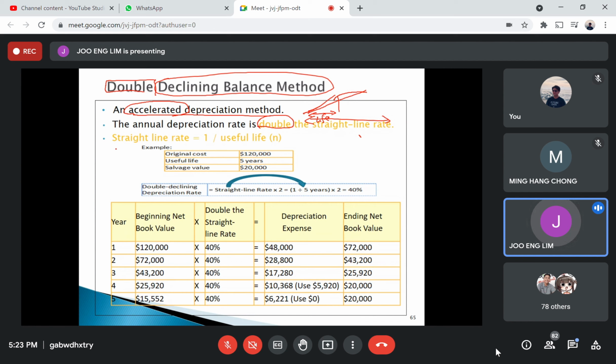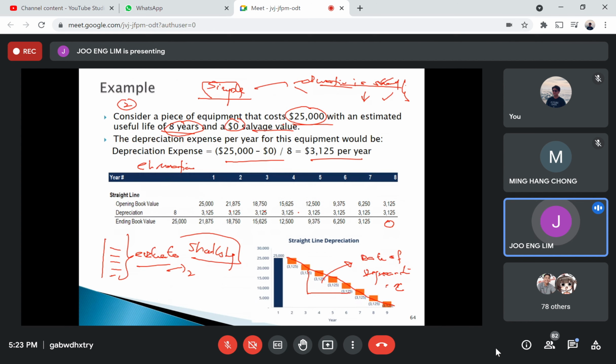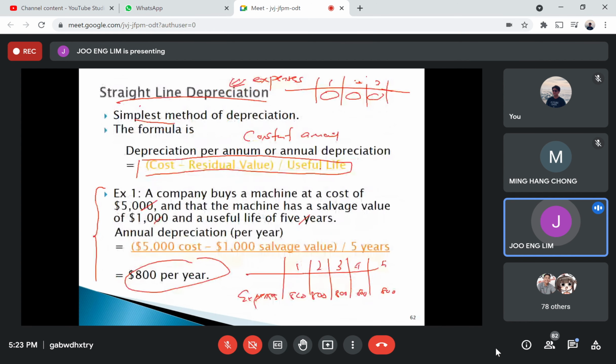So you go back to the straight line rate. What is the straight line rate? Basically the straight line rate is 1 over n. That is your rate. Then you multiply by what we call your depreciation base. If it is 5 years, what is your rate of depreciation? 1 over 5. If it is 2 years, 1 over 2. If it is 8 years, 1 over 8. So 1 over n is the rate for straight line depreciation.